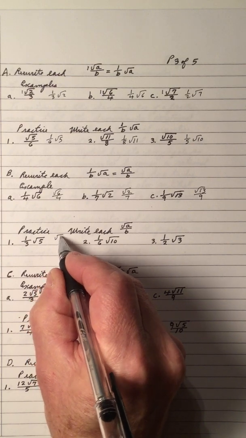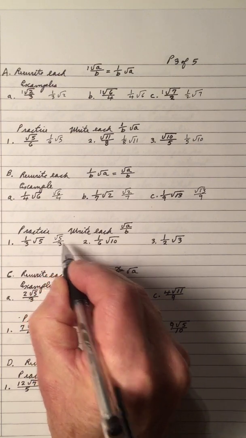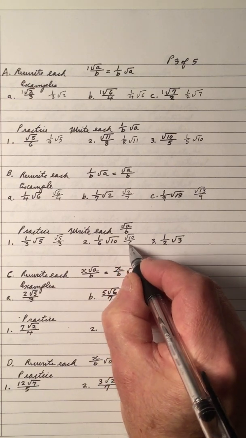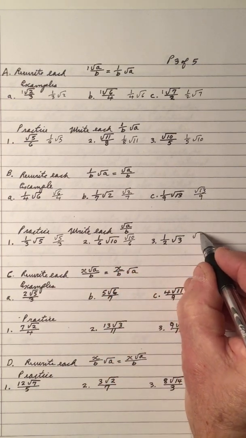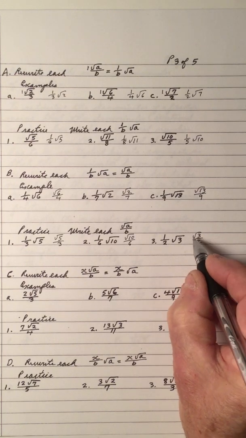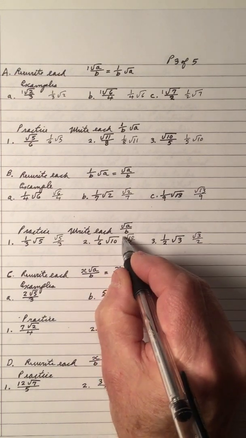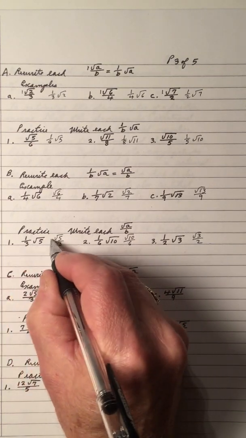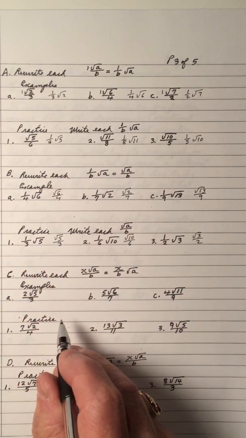This one is root 5 over 3. This is root 10 divided by 6. This is root 3 divided by 2. Remember, there's a 1 here. There's a 1 there, so that's why that 1 is right there. That 1 is right there, understood.